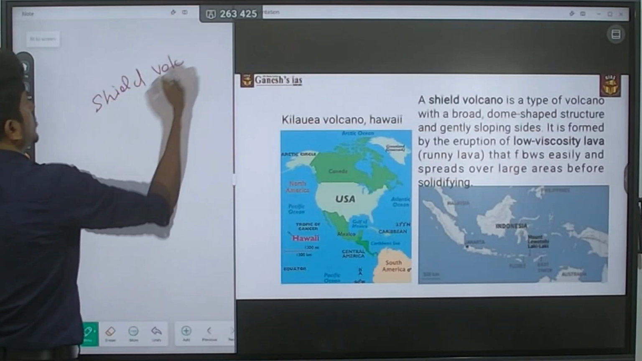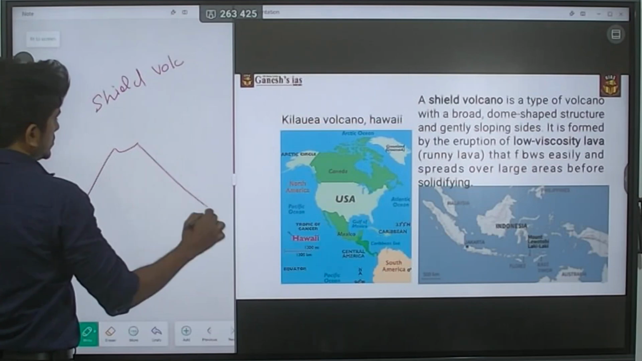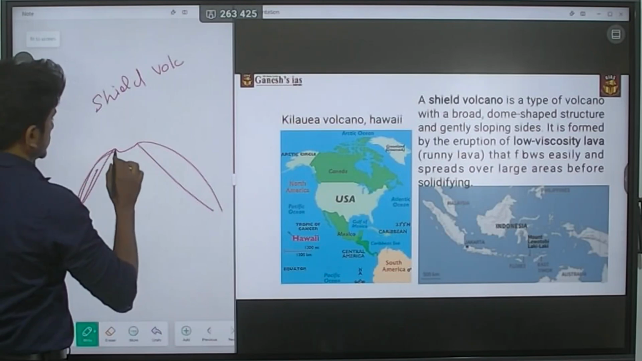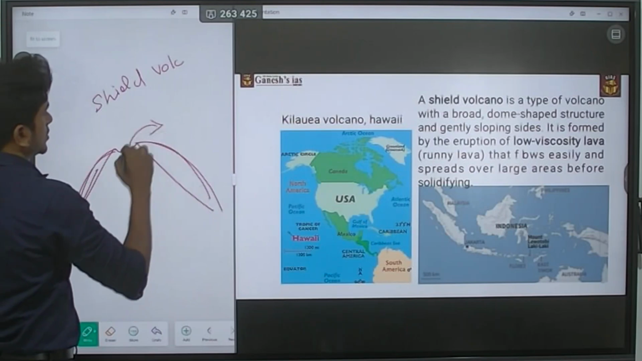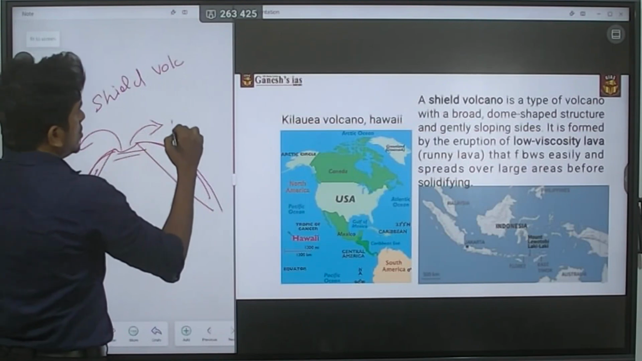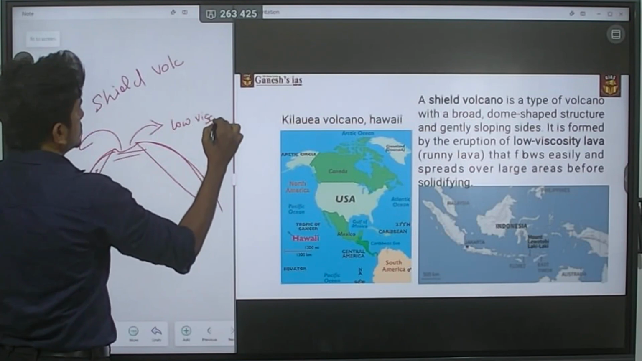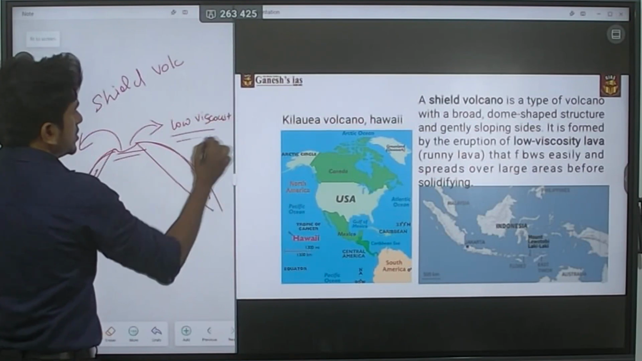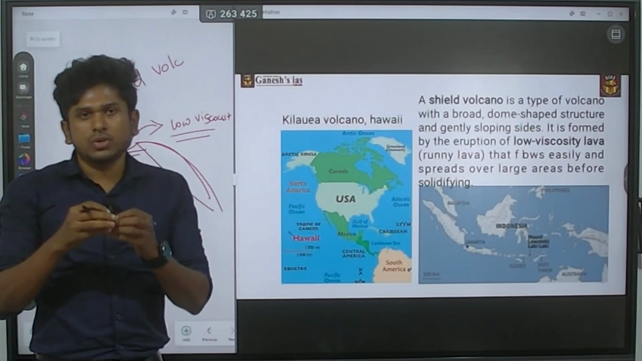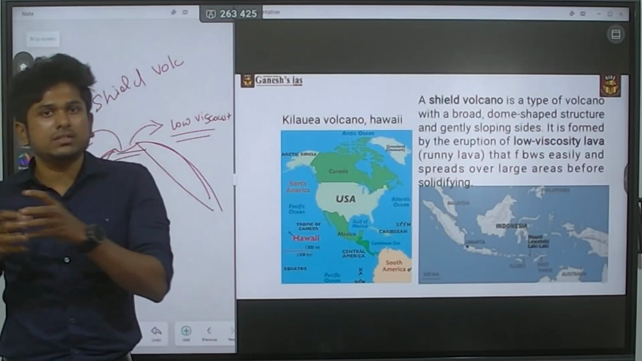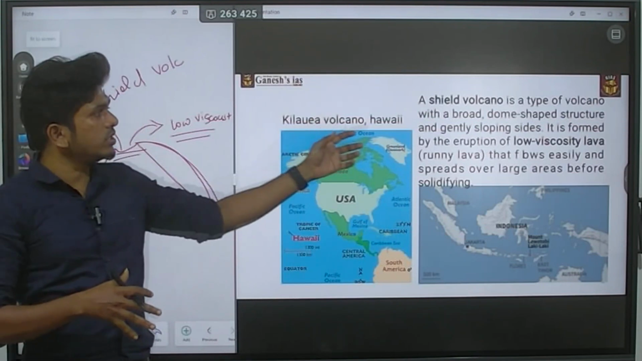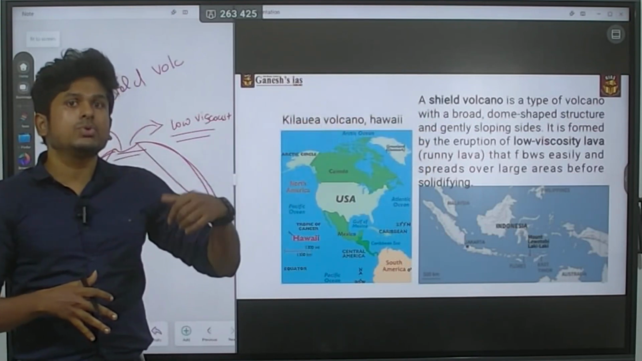A shield type volcano is usually dome shaped. Also the lava emitted from this volcanic mountain has a low viscosity, which means it won't be poured down. Okay, it will behave like an oil. So it will not be like a liquid one, it is a semi-solid one. So it will be covered as a dome. So that is the major thing about a shield type of volcano. So that also they may ask.